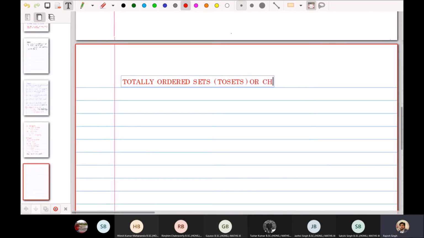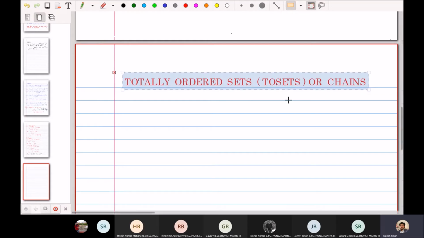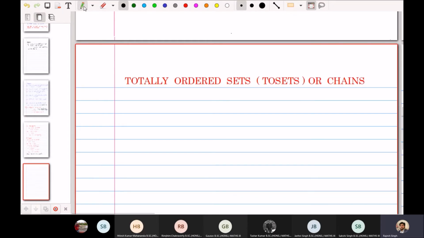And chains. So it is also called a chain, also called a toset. We will always use the term chain, but sometimes they are also referred to as totally ordered sets or chains. So a partially ordered set is said to be a totally ordered set if every pair of elements in P is comparable.